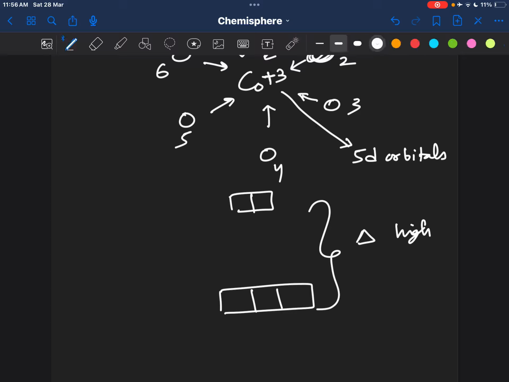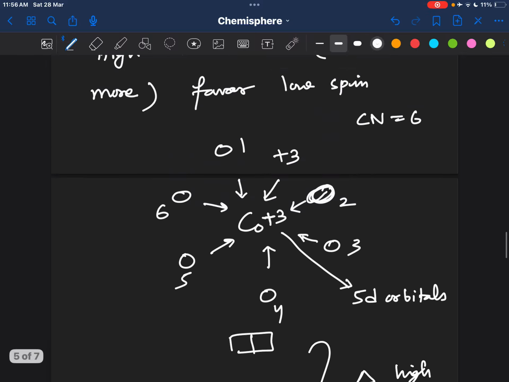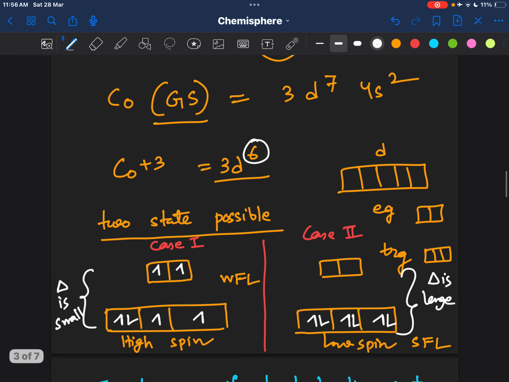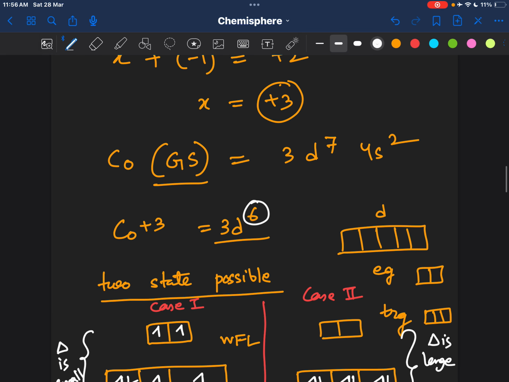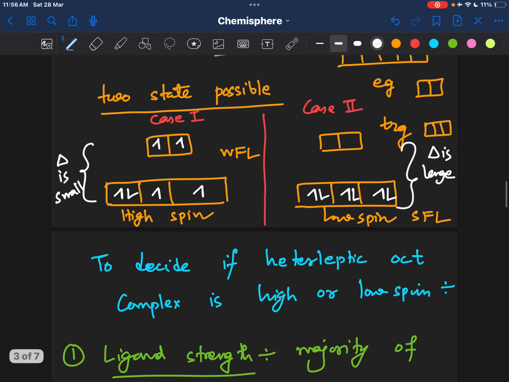So therefore, following the second point also, our complex is going to be a low spin complex. Okay, so this is the configuration that it is going to follow. This is the spin state that it is going to take. Case 2 is the spin state that it is going to take.